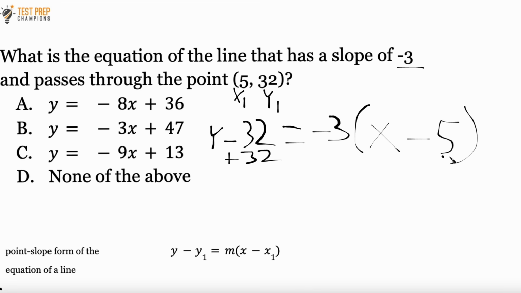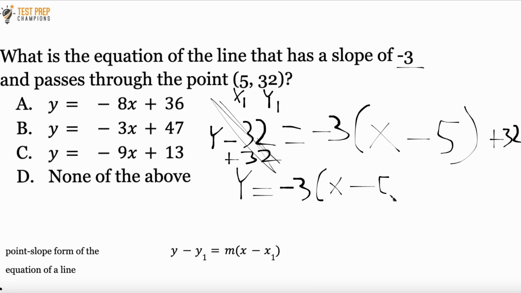Now, the reason why I add 32 to both sides is because over here on the left-hand side of the equation, the 32's cancel out. So when I rewrite it, I'll have y equals -3 times x minus 5 plus 32.